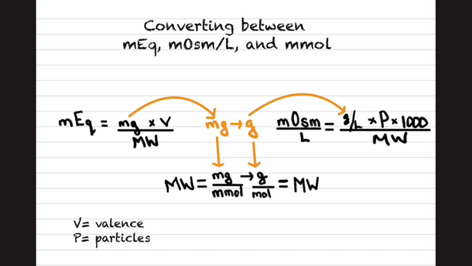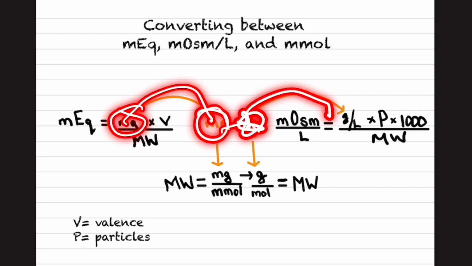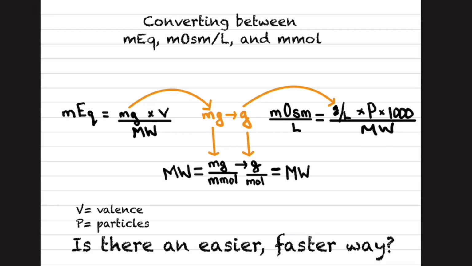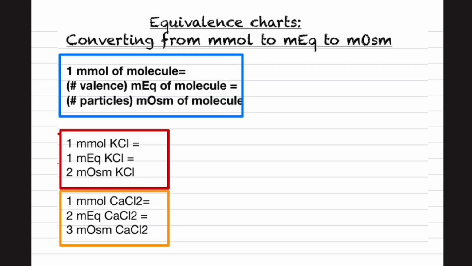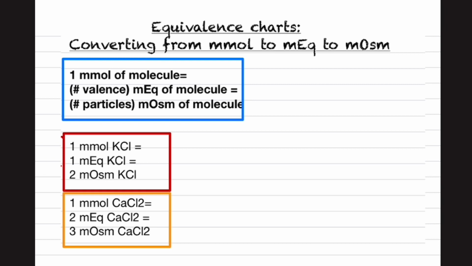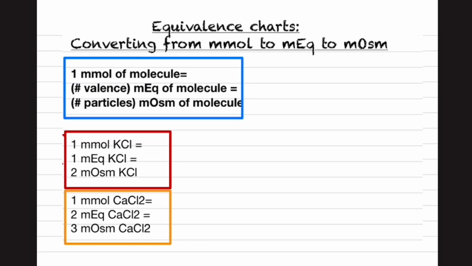But look at this. We're going to first find milligrams. Sometimes we might have to convert then to grams and then put it into another equation. Oh, it could take a long time. Is there an easier and faster way? Yes, there is. We can make our own equivalence charts, converting from millimoles to milliequivalents to milliosmoles. 1 millimole of the molecule is equal to the number of valence for that molecule in milliequivalents, which is equal to the number of particles in milliosmoles of that molecule.